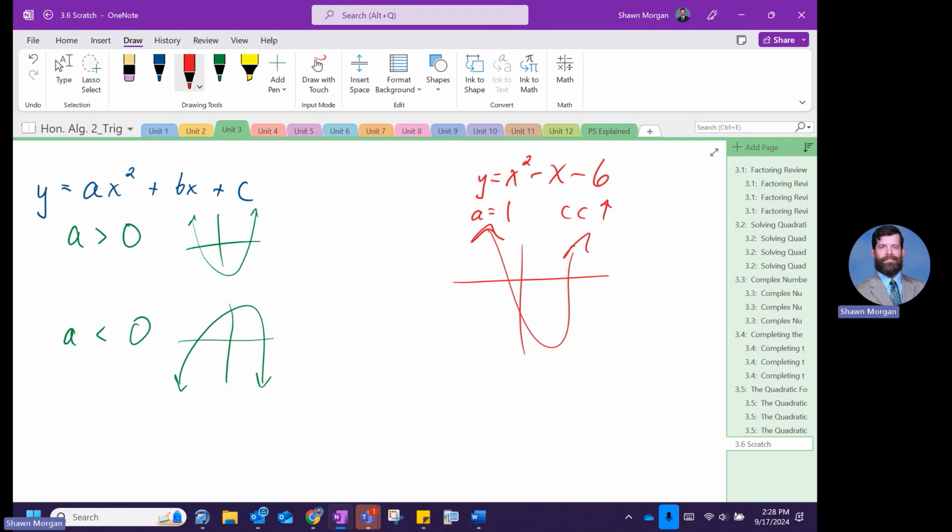Now, the second thing on our list is called the vertex. Somebody give it to me in your own words. What does the word vertex mean to you regarding a parabola? Who wants to put it in their own words? I don't care if you sound awesome or you sound like a goober. I don't care.